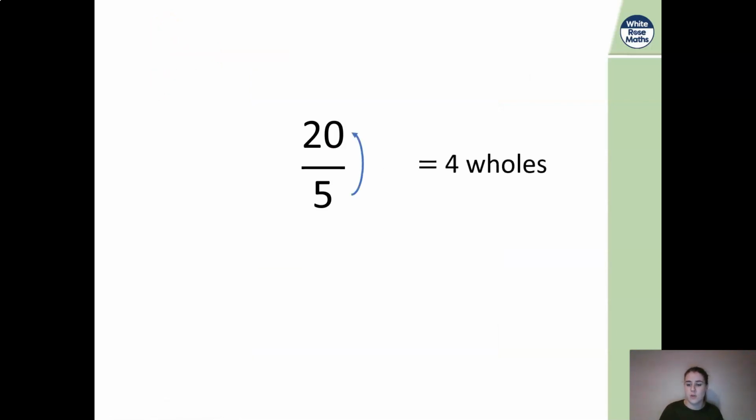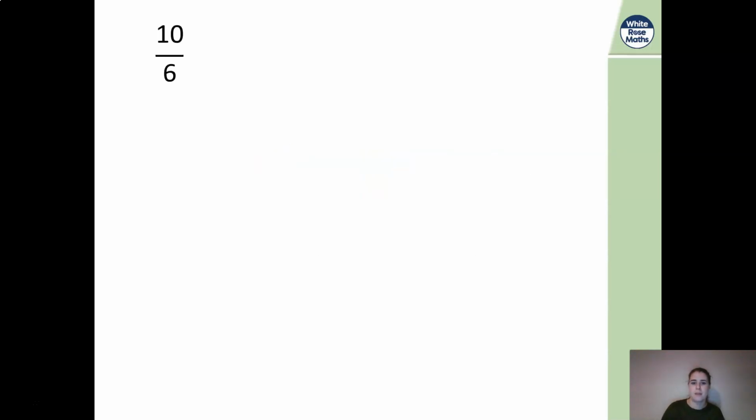So we went from 5 to 20, we multiplied it by 4. Equally, we checked that 20 divided by 4 also gave us 5. And that tells you how many wholes we can get, because there's no remainders at this point in time. Now this one, it's slightly different. Okay, so it's still an improper fraction because my numerator is bigger than my denominator, and I'm looking to separate them into groups of 6.